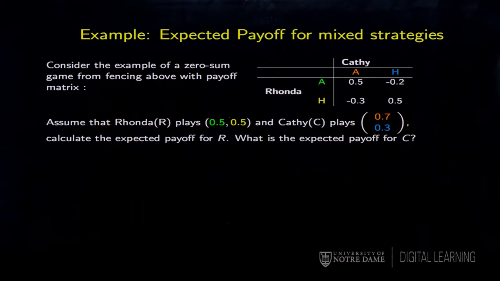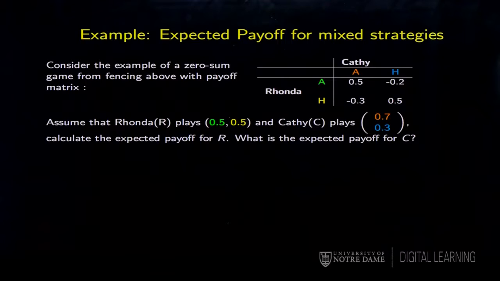Here's an example. Consider Rhonda and Kathy, who are fencing, and they both have the strategies of attacking or holding back, and we have the payoff matrix for Rhonda as given here. Let's suppose that Rhonda plays the 50-50 strategy. She chooses to attack 50% of the time and to hold back 50% of the time, but she does so in a random manner so that Kathy can't anticipate what she does.